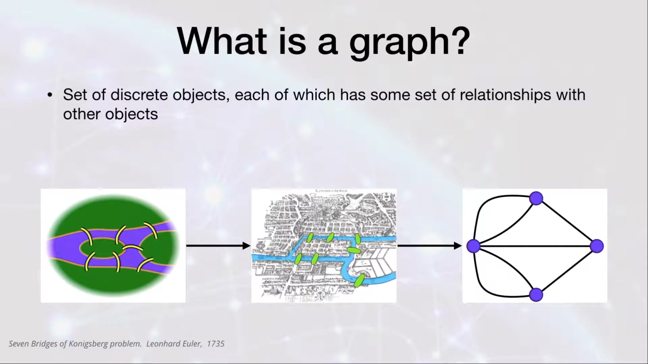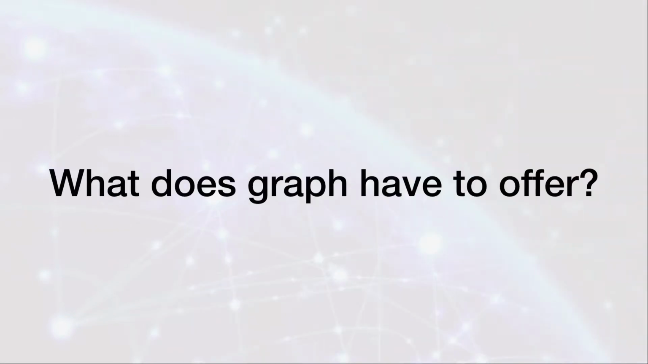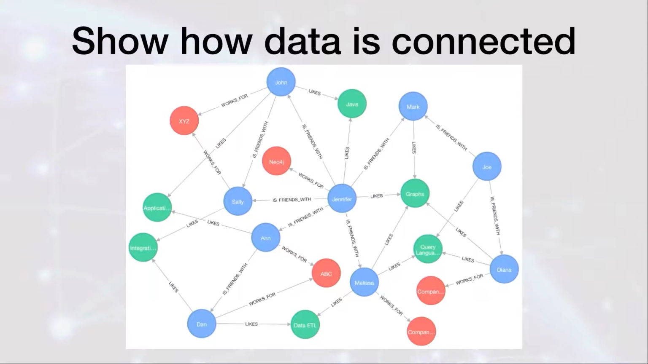He mapped this out, drew it out, and tried to figure out whether he could actually solve this problem. What he ended up creating was a graph, and that founded the beginnings of graph theory, which is, as we know, network science today. But what does graph theory have to offer? What does graph give us in technology? It really just shows us how our data is connected, linking things together and giving meaning to the relationships and the value between the connections within our data.